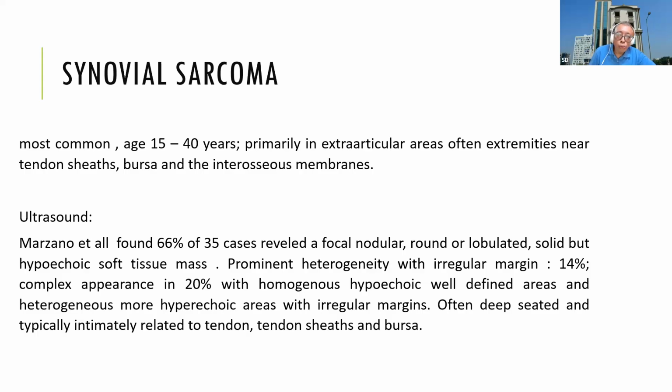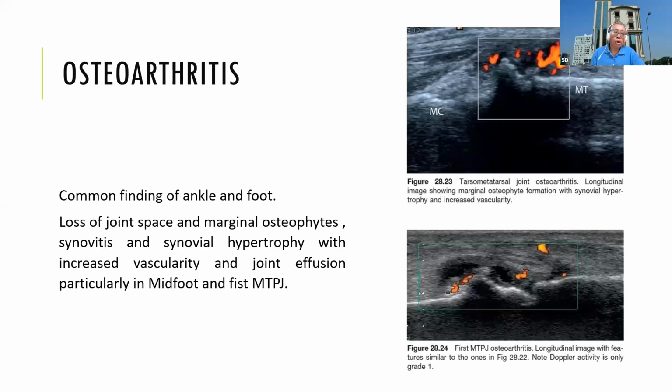But we have to know that synovial sarcomas are also commonly encountered in the foot, and it is the most common type of malignant tumor in the foot. Usually these malignant synovial sarcomas are present between 15 to 40 years of life, primarily in extra-articular areas, basically within the tendon sheath, bursa or interosseous membrane. In these areas, synovial sarcomas can be present, and they can cause a painful foot.